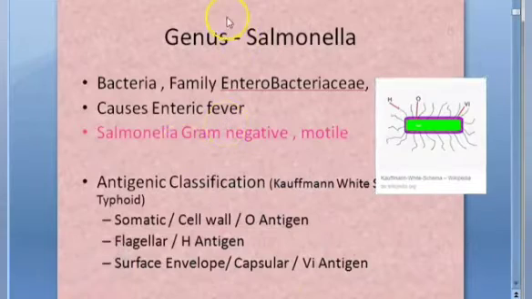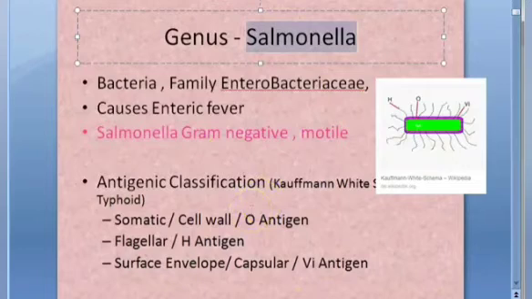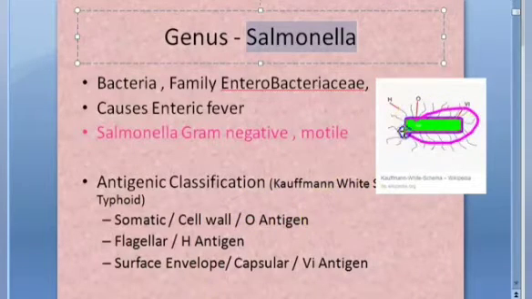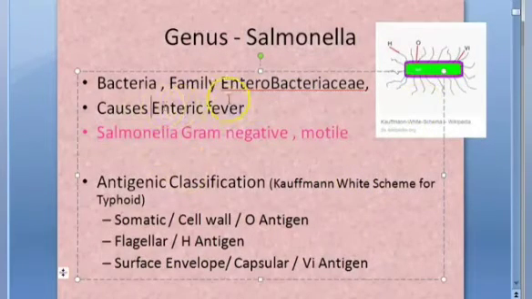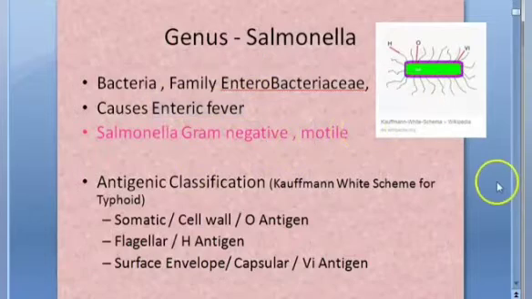Basically, Salmonella is a gram negative bacteria. You can see it's gram negative here, pink in color. It is under the family Enterobacteriaceae, and it causes enteric fever. These are motile, so they have a lot of flagella. You can see that they have flagella all over.